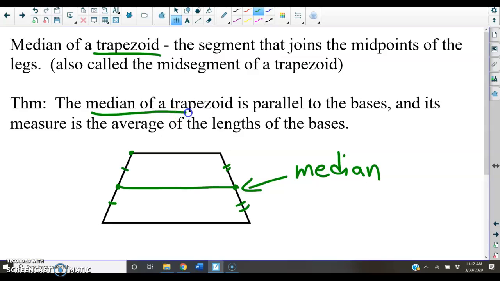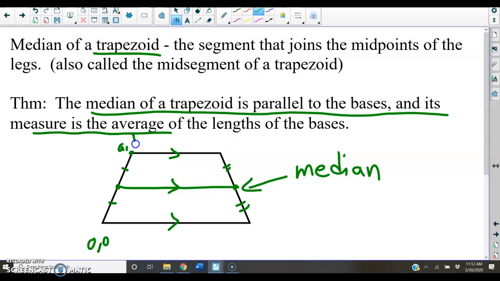The median of a trapezoid is parallel to the bases, and its measure is the average of the lengths of the bases. Okay, I'm not going to try to prove that. It just would take so long. We would have to go back to this being 0, 0, this being AB, this would be CB, and this would be C plus A, 0, and we'd have to find your midpoints, and it's just going to be way more work than you guys want to sit through. That's how we would have to do it. But it does say that it's the average length.